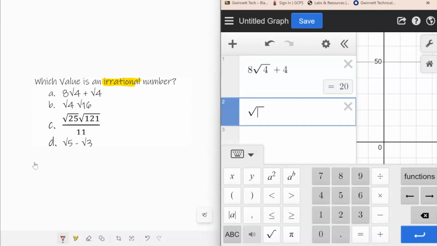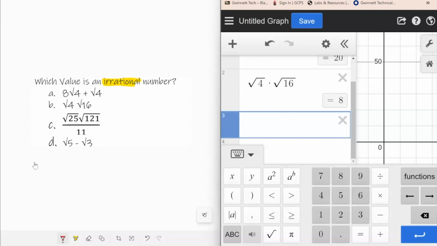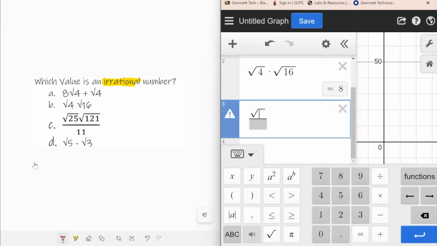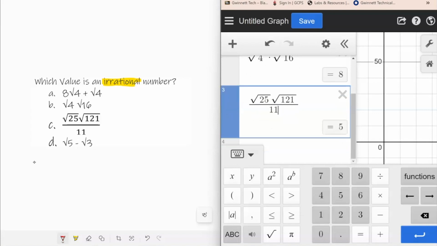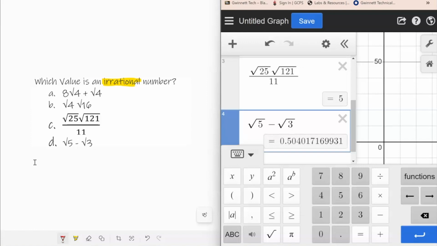I'm going to go on to B, radical 4 times radical 16. Is that rational or irrational? That's also rational, so we're going to go into C. You do divide to put the fraction, radical 25. Come out of that, because if I stayed in here and I try to do that, see that? That's weird, right? That's not what it's supposed to be. So come out with the arrow, radical 121, and then 11 on the bottom. Rational, irrational, still rational. So it must be the last one, radical 5 minus radical 3. All right, irrational, right? Doesn't repeat, doesn't terminate, cannot be written as a fraction of integers. So D would be my answer.